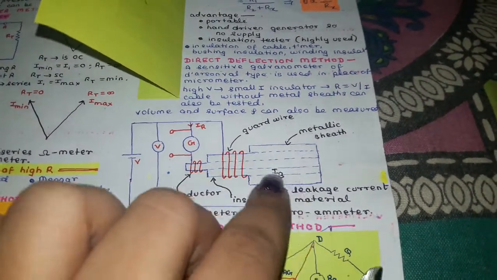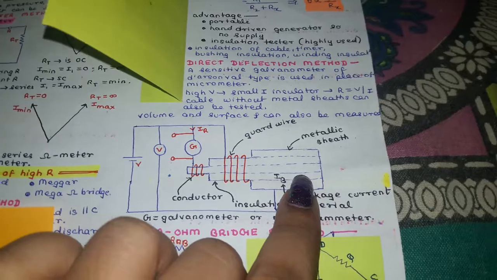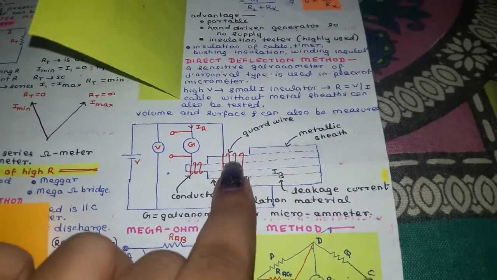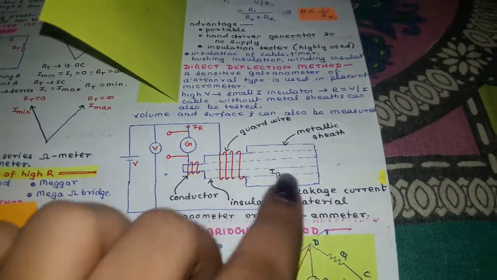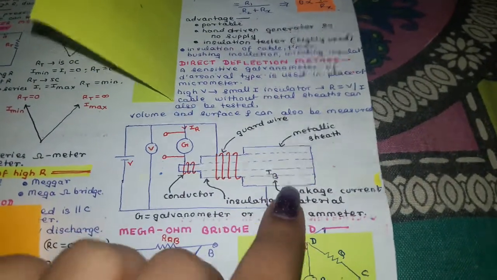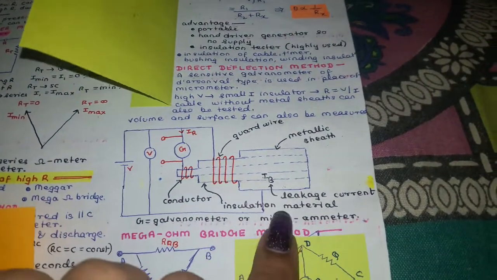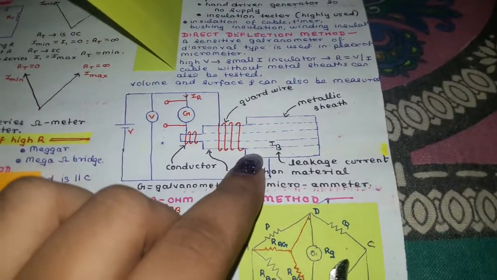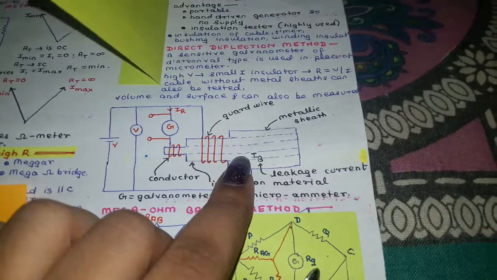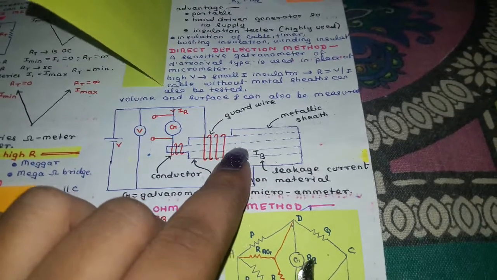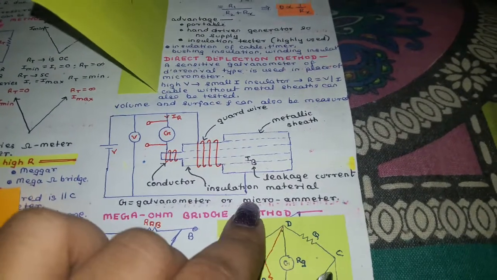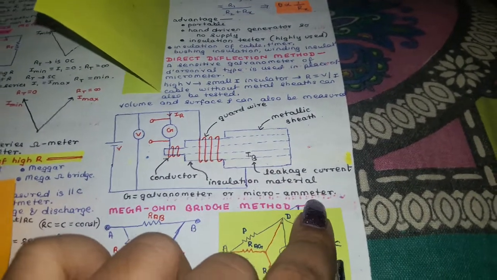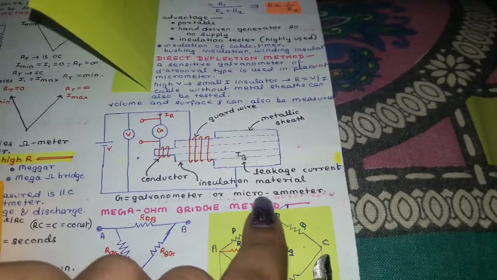The leakage current and the voltage will let you know the resistance of this insulator. Here this is your guard wire. You need to keep in mind the particular diagram. Here a galvanometer or microammeter is used. Why microammeter? Because you are testing the effectiveness of an insulator. If an insulator is effective, a very small amount of current, in some microamperes, will be flowing through it, and a normal ammeter will not be able to measure it, so we are using a microammeter.